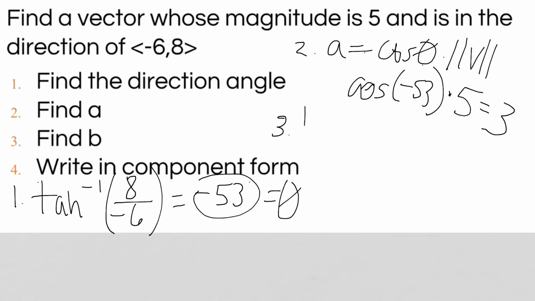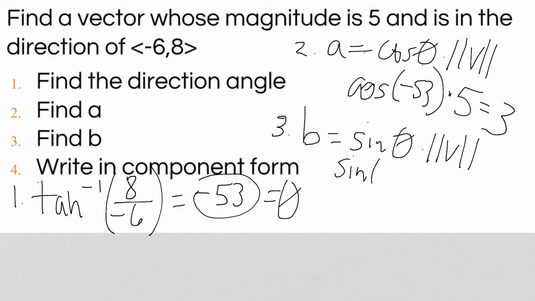Next part, I have to find the b component. And that formula from the previous slides says it's sine of the angle, and I'm going to multiply it by the magnitude also. So my angle was -53 degrees. Close that parentheses.